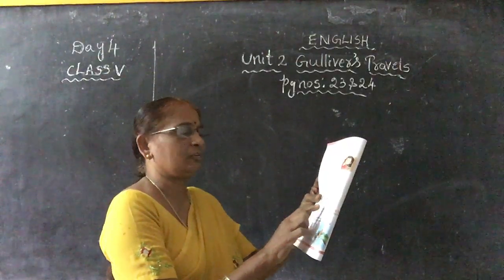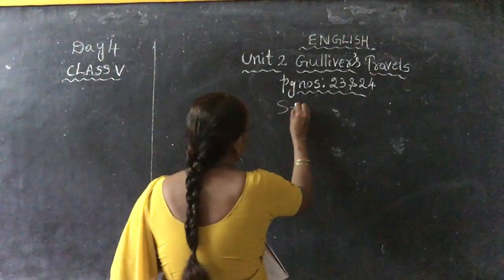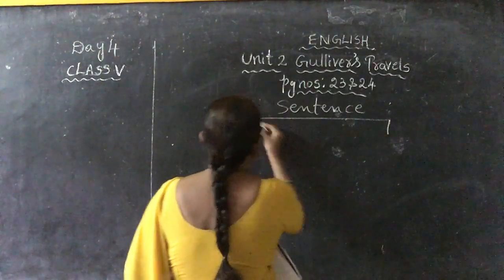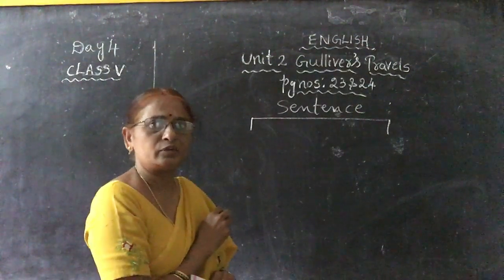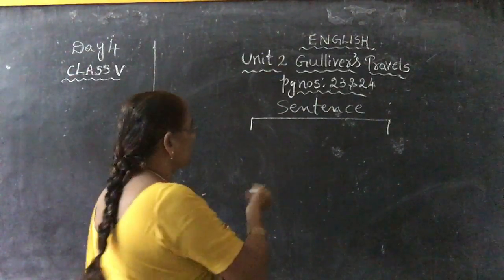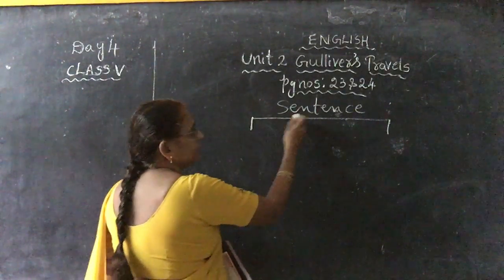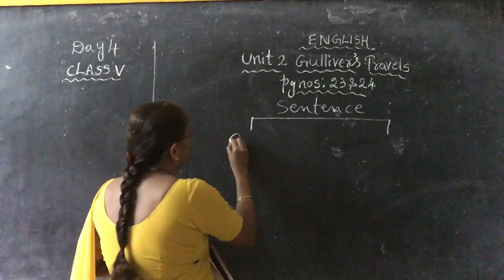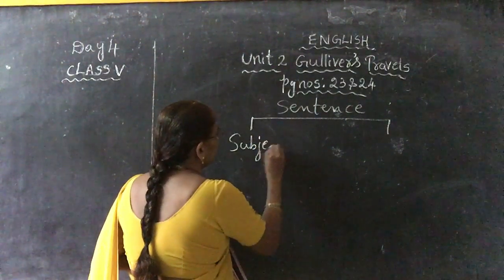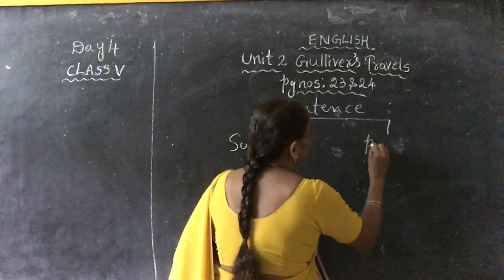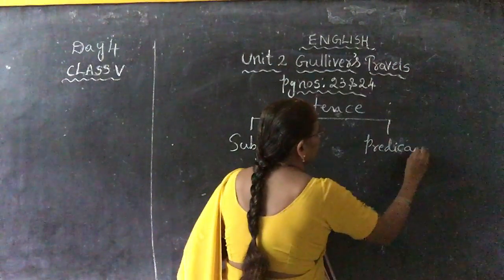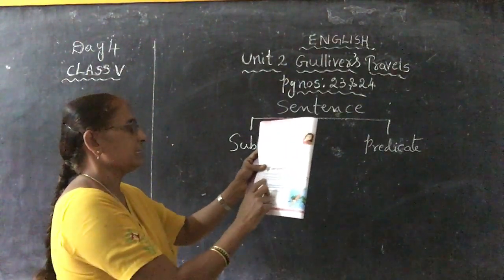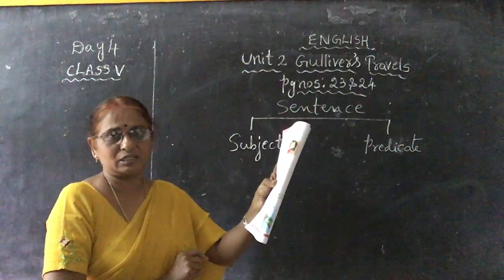A sentence can be divided into 2 parts. What are the 2 parts, children? Already you got this in your classes. Teacher explained it to you, but once again we have to revise. A sentence can be divided into 2 parts, or a sentence has 2 parts. One is called subject, children, and one is called predicate.